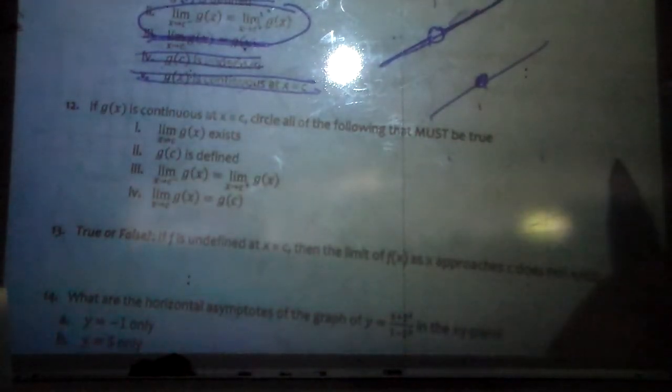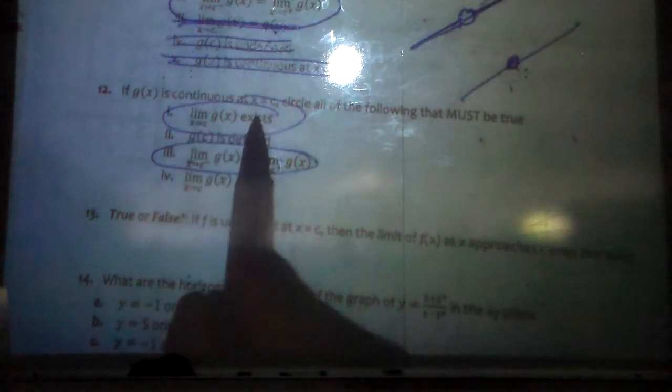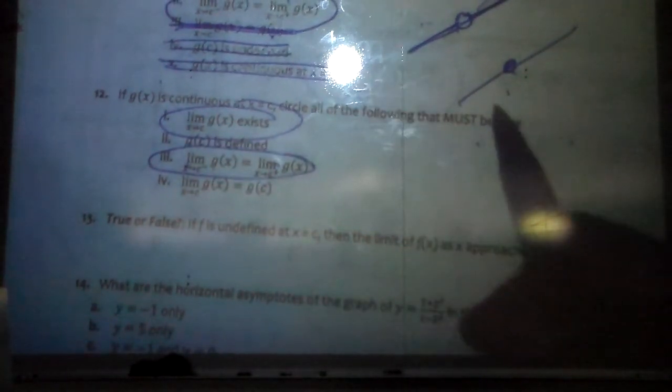Now for continuity, left limit has to equal right limit and has to equal your function value. So yes, your limit has to exist 100% because that's step 1 for continuity. So left equals right, limit exists. It has to be equal to your function value, so you have to have a function value that's defined, and the limit has to be equal to it. So all 4 of these must be true if it's continuous.